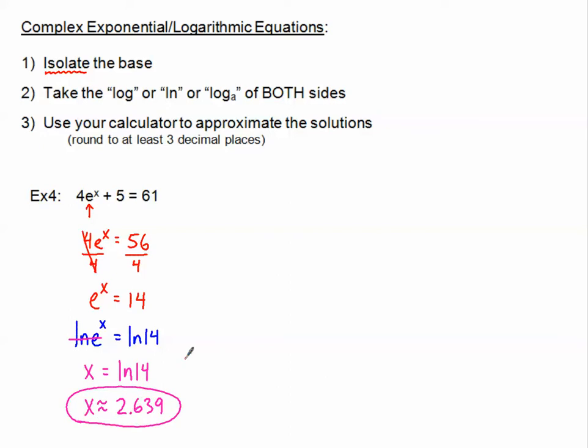We don't have to worry about extraneous solutions when we're talking about exponential. If you remember the graphs of exponential, this is what a basic graph looks like. The domain is everything. X can be anything, so any number works. What I'm saying is that X can be any number.